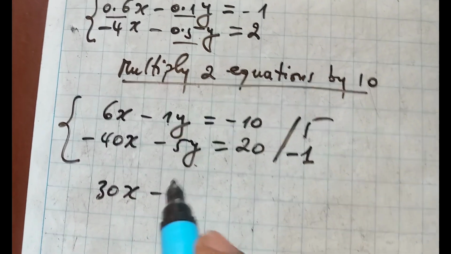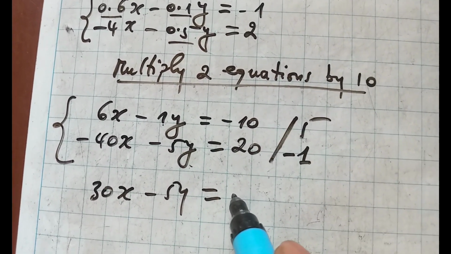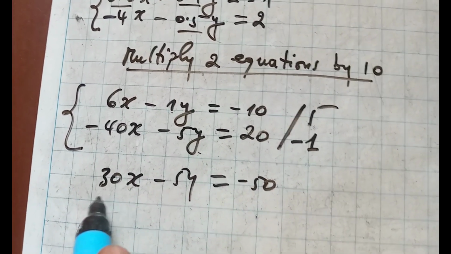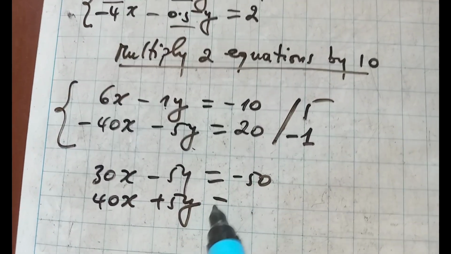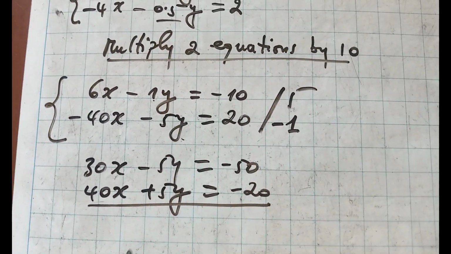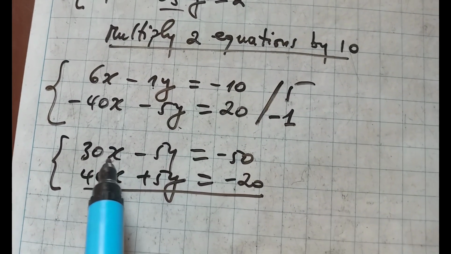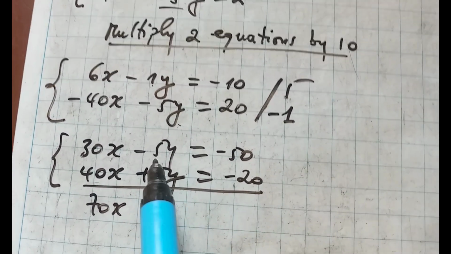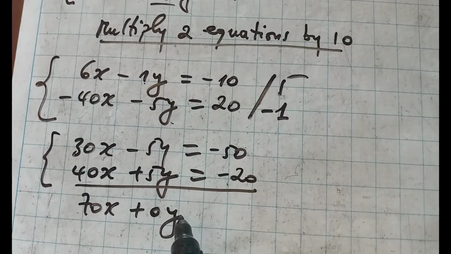minus 5y, which is equal to negative 10 times 5, which is negative 50. For the second equation, I have negative 1 times negative 40, which is 40x plus 5y, which is equal to negative 20. Then I add those two equations. When I add, 30x plus 40x will be 70x. Negative 5y plus 5y will give plus 0y.